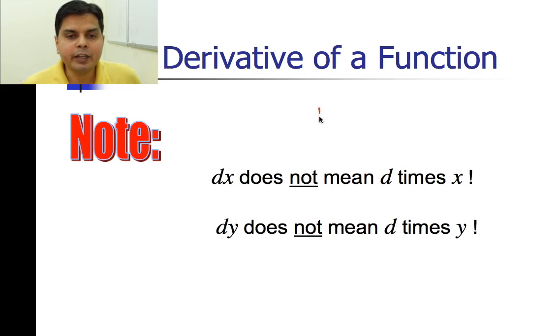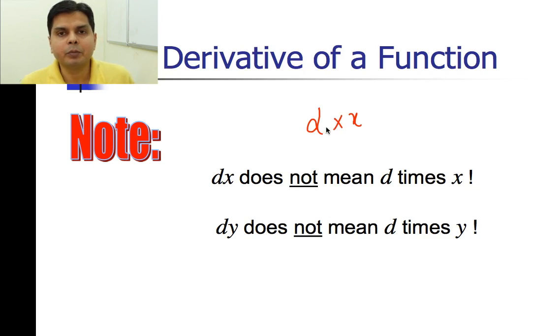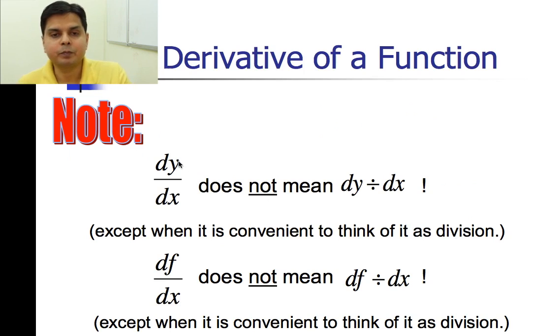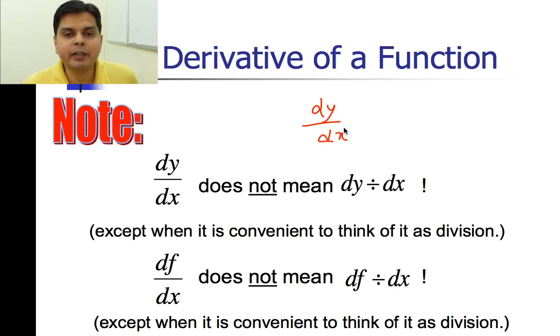Note, dx does not mean d into x. So this is a very simple thing. Dx does not mean d into x. Dx is a very small quantity which is very close to 0 but not exactly equal to 0. Similarly, dy does not mean d times y. Similarly, you see dy by dx does not mean dy divided by dx.